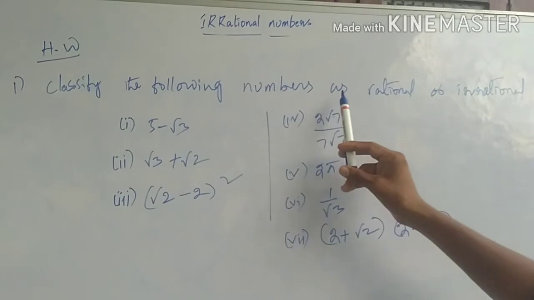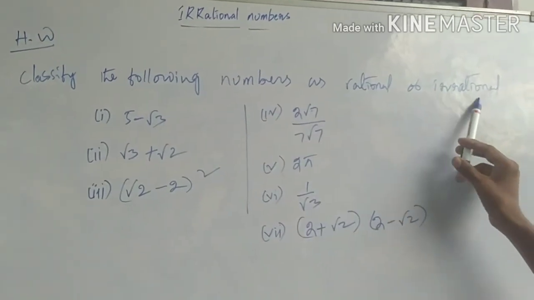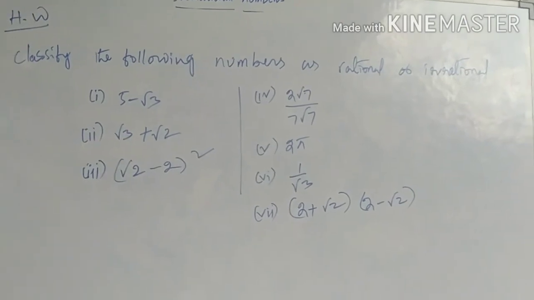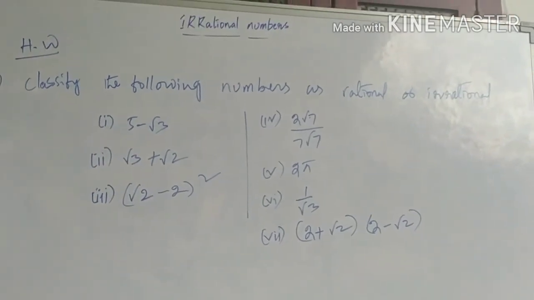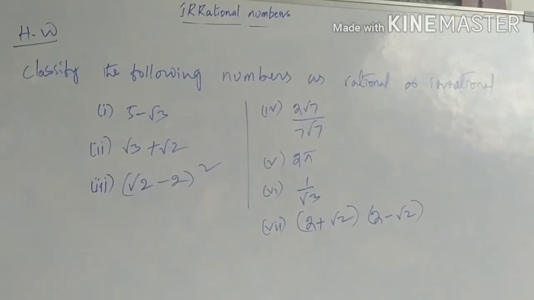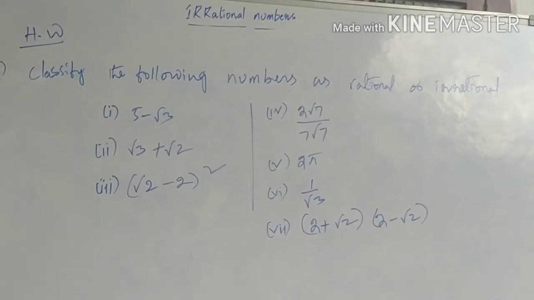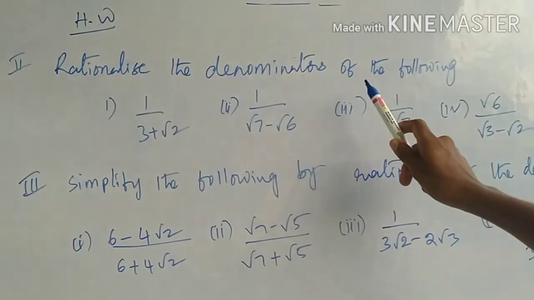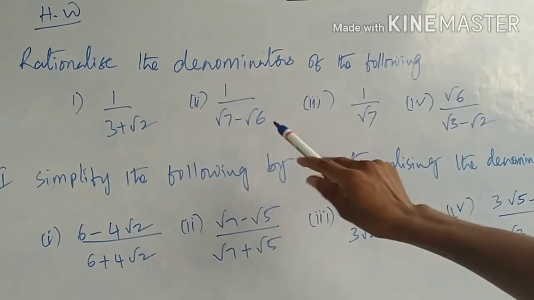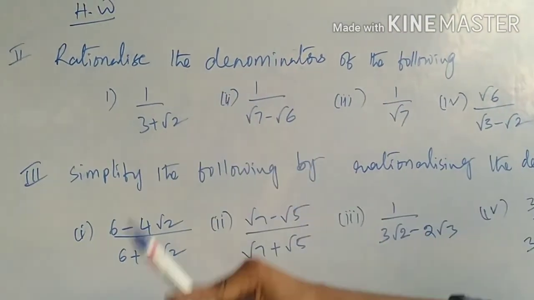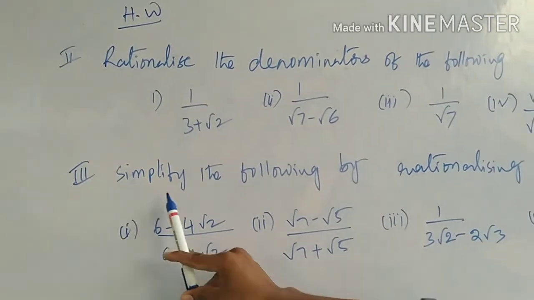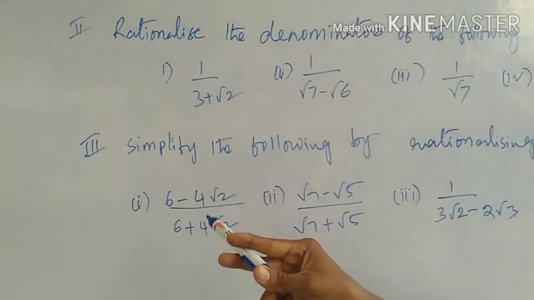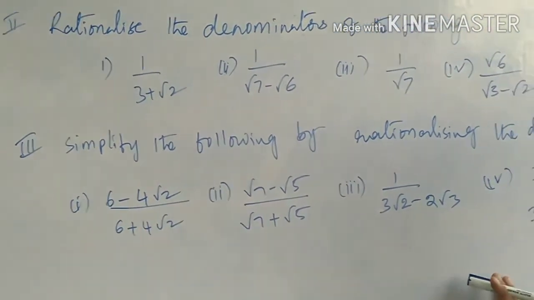Classify the following numbers as rational or irrational. Second one, rationalize the denominators of the following one. This is homework. Third one, simplify the following by rationalizing the denominators. This is also homework.